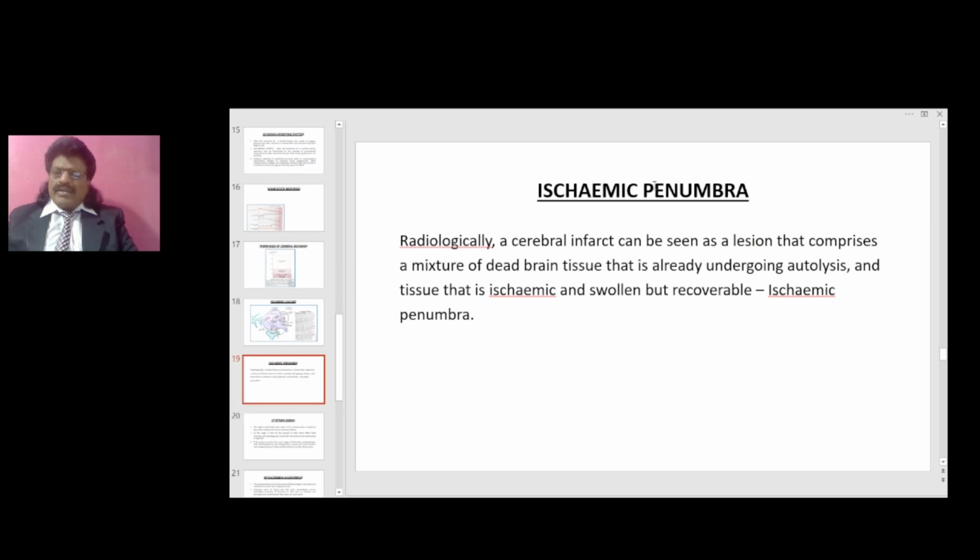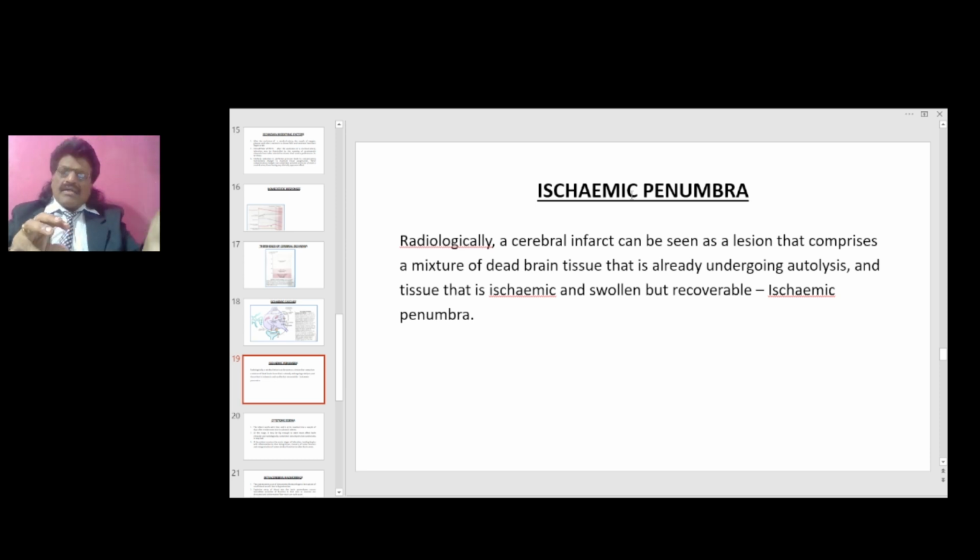Ischemic penumbra. Now we need to know another concept, ischemic penumbra. Radiologically, a cerebral infarct can be seen as a lesion that comprises a mixture of dead tissue that is already undergoing autolysis and tissue that is ischemic and swollen but recoverable. That is known as ischemic penumbra. So first is the core infarction, where it is irreversible. Second is the swollen area, the ischemic penumbra, where it is recoverable.